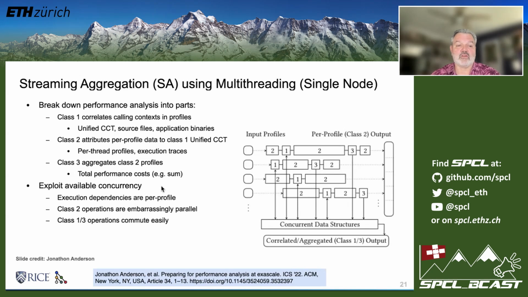And we exploit concurrency. This is showing the interleaved execution of these three phases, class 1, class 2, class 3. The only thing that is required is that class 1, 2, and 3 are in order for each individual profile. In fact, the 1s, 2s, and 3s can interleave, and they're aggregating information into a concurrent data structure.